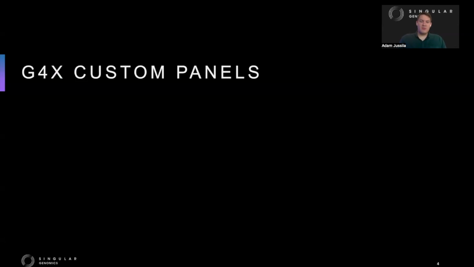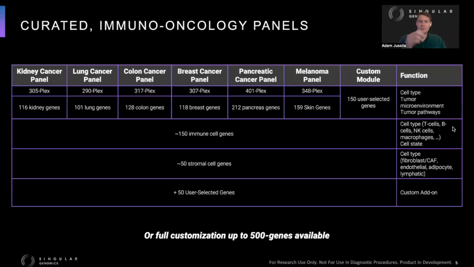Our G4X custom panels come in two flavors. We have pre-made, curated, in-house validated panels covering a variety of immuno-oncology contexts in human tissues, and more recently, a new pan-mouse panel. Each of these panels can be customized to a small degree, allowing you to add on specific genes that cover biology of interest for you. Additionally, though, if these panels do not appeal to you, we allow full customization of up to 500 genes.